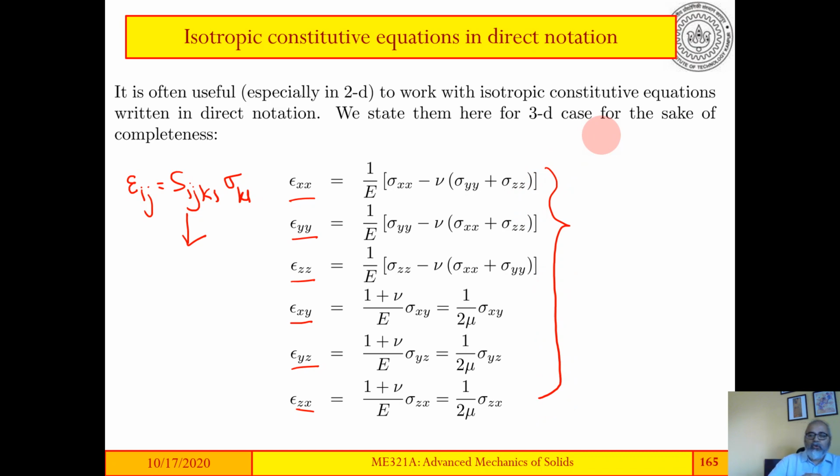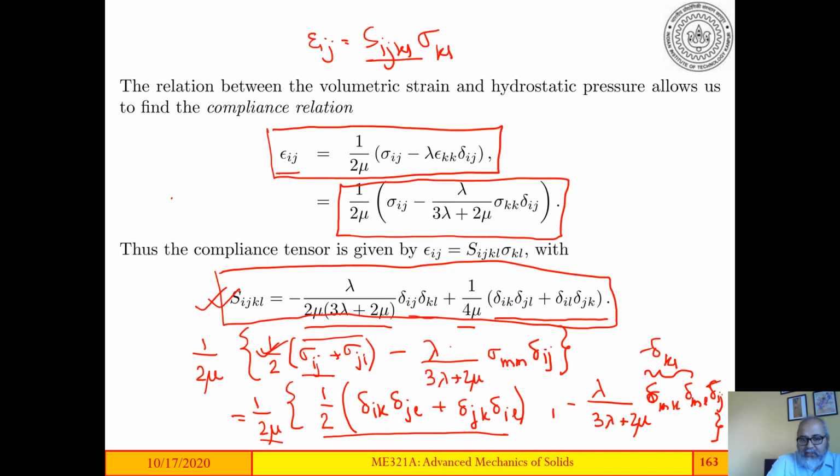This is what Hooke's law was expressed as. This is actually a strain stress relation. This is derived from the compliance Sijkl for an isotropic material, and I urge you to figure this out. Again, you will see that we are using the Young's modulus and the Poisson's ratio as the basic constants here, whereas in the Sijkl relation we have lambda and mu.